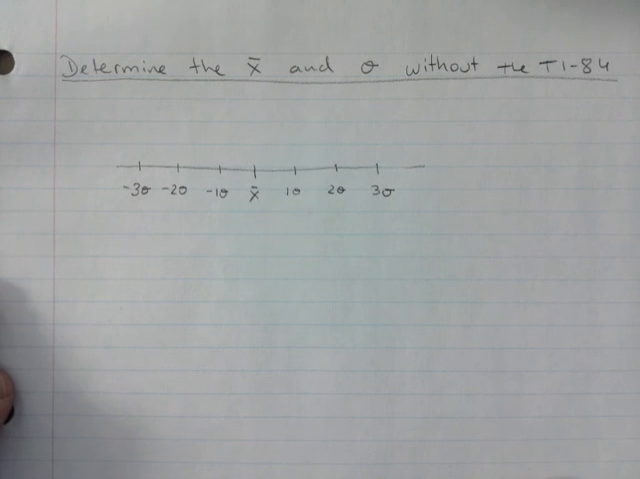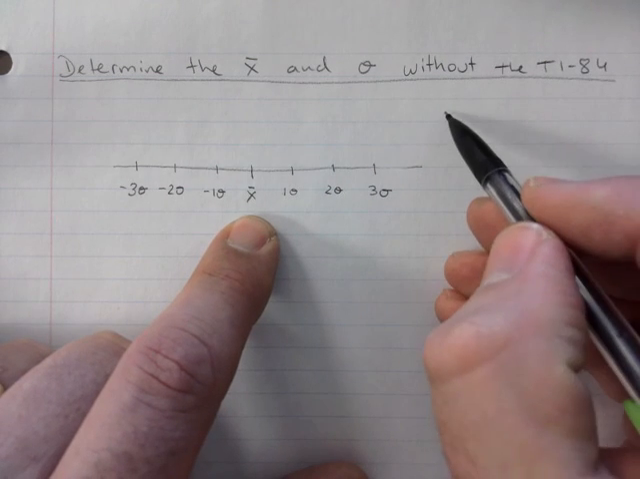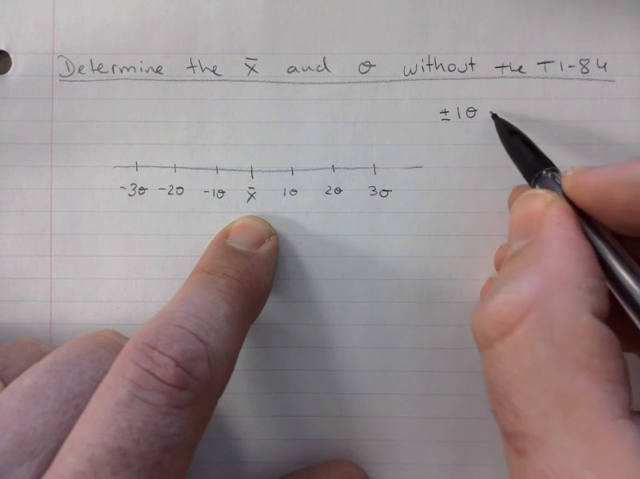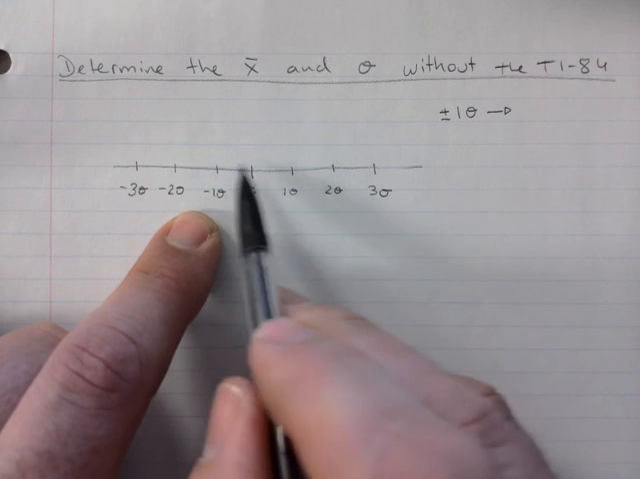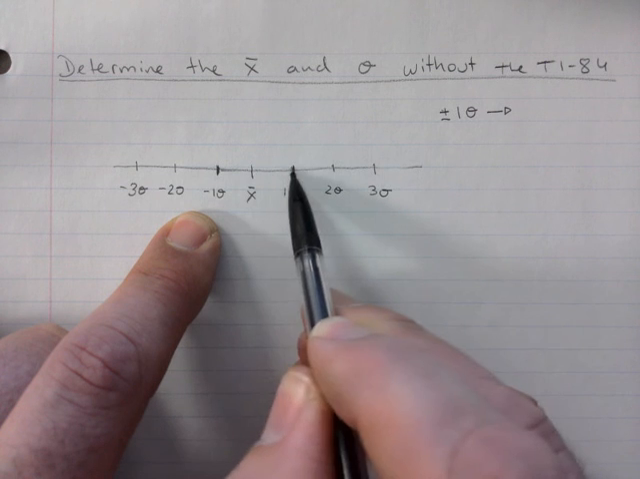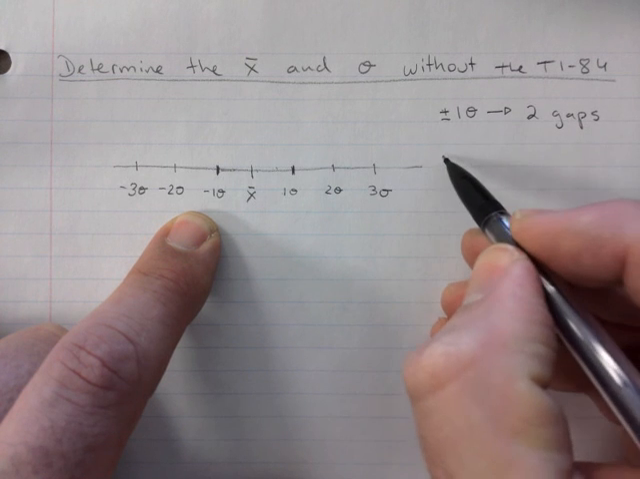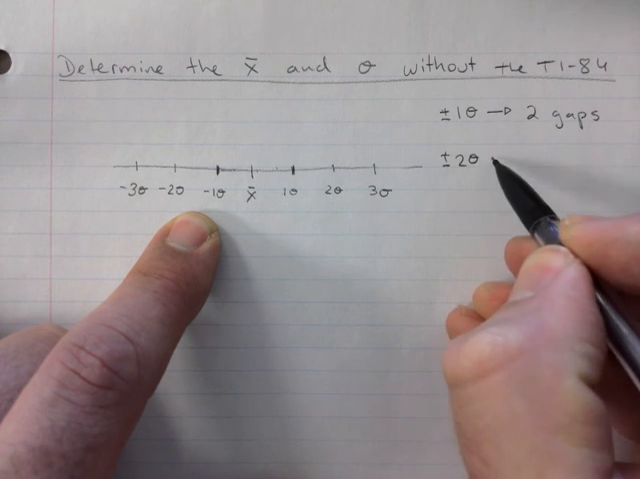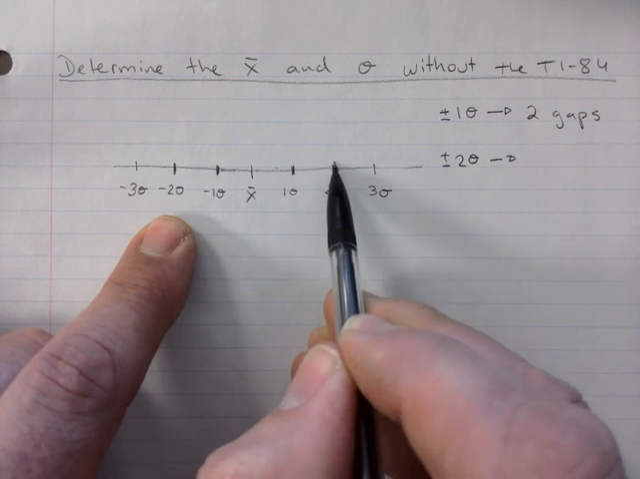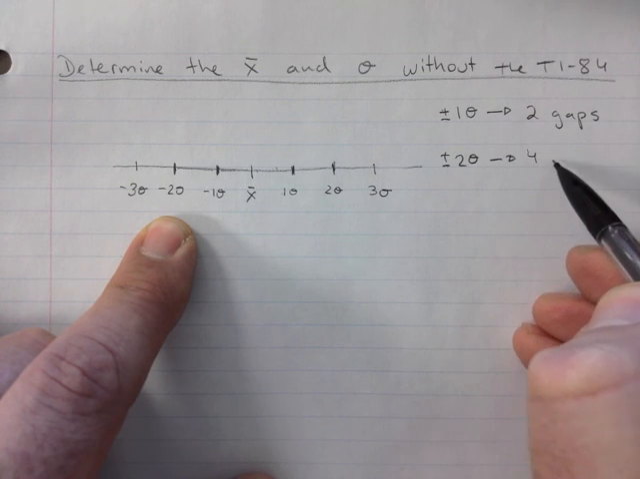Okay. So I want to focus on the number of gaps. If I were to say plus or minus 1 standard deviation, how many gaps would we have to consider? If you go from -1 to +1, how many gaps are there? 2, right? 2 gaps. If it's plus or minus 2 standard deviations, you go back -2 and then +2. We have 1, 2, 3, 4 gaps in between.